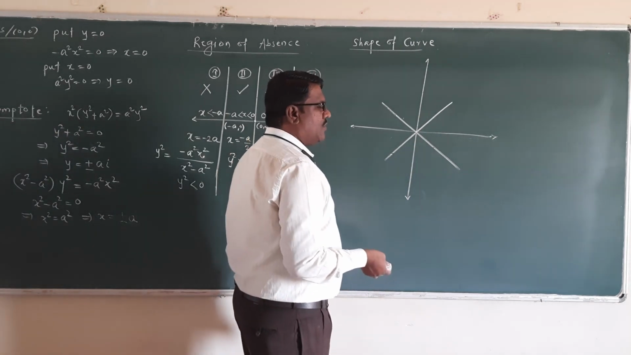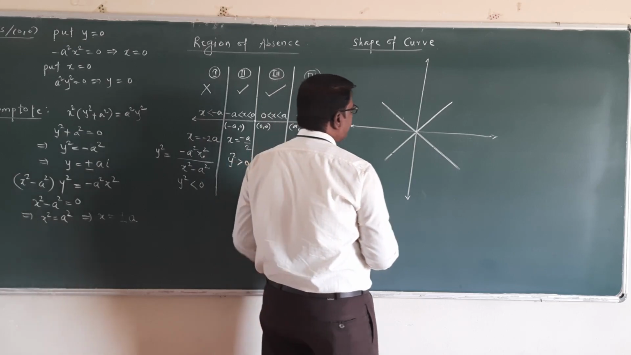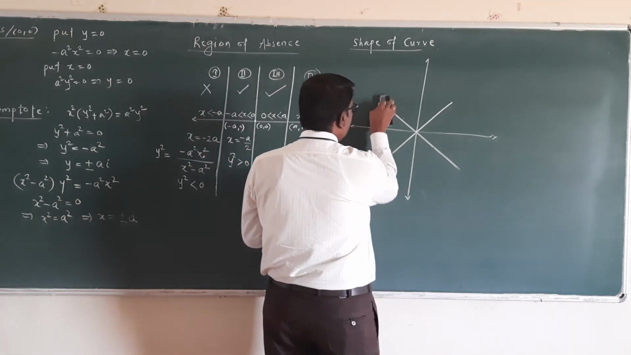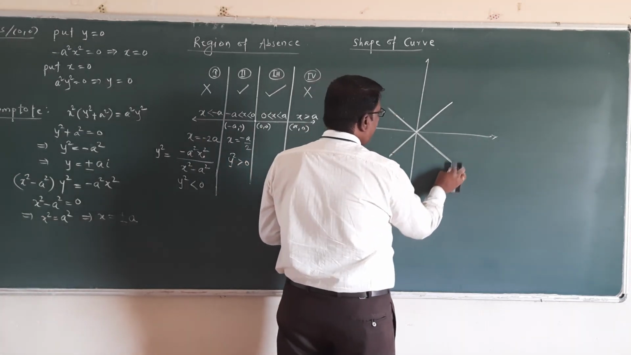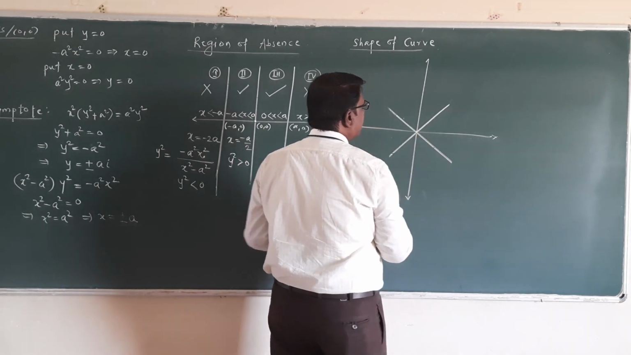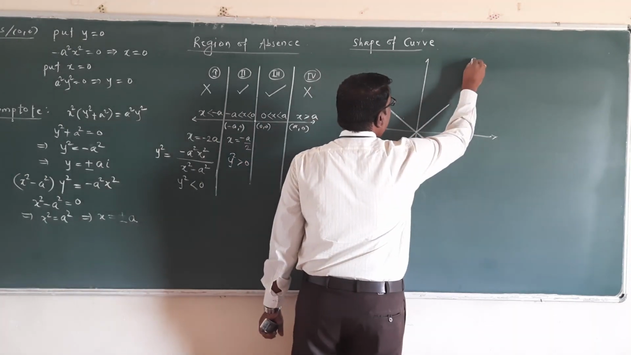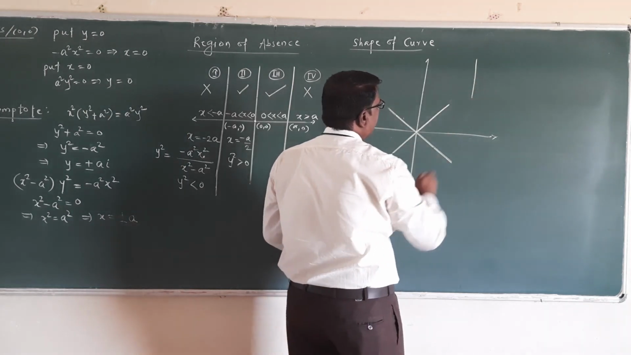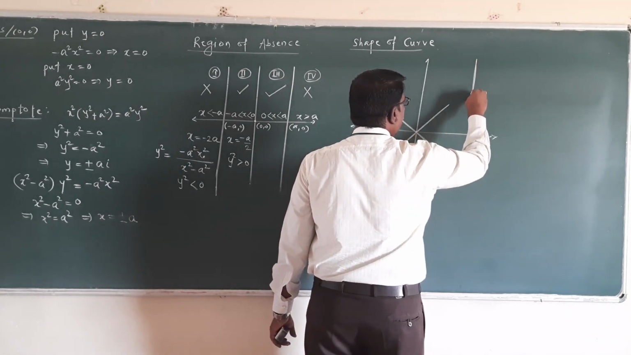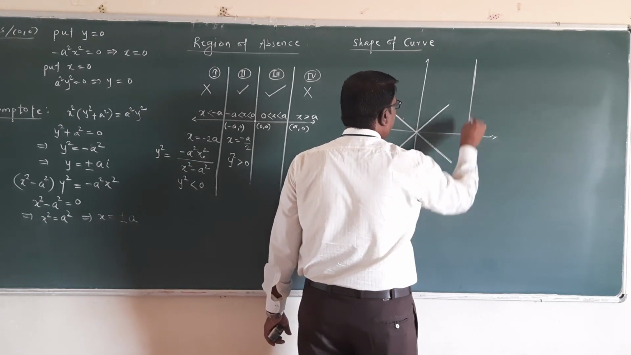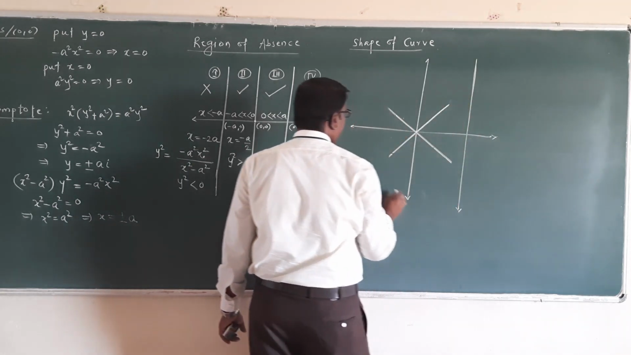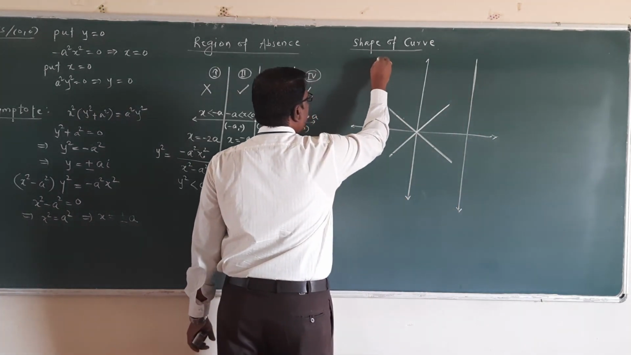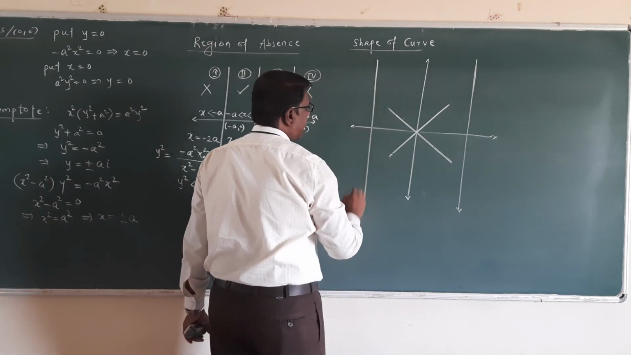Next, asymptotes. There are two asymptotes. One is x is equal to a, and the second is x is equal to minus a. So this is x is equal to a. It is one asymptote, and x is equal to minus a is the second asymptote.